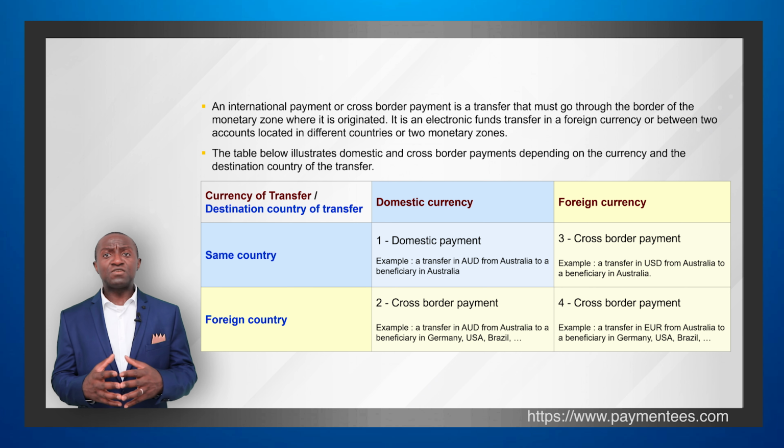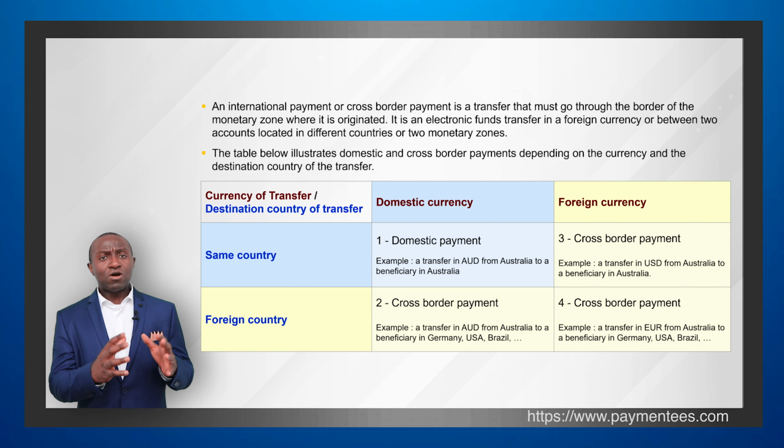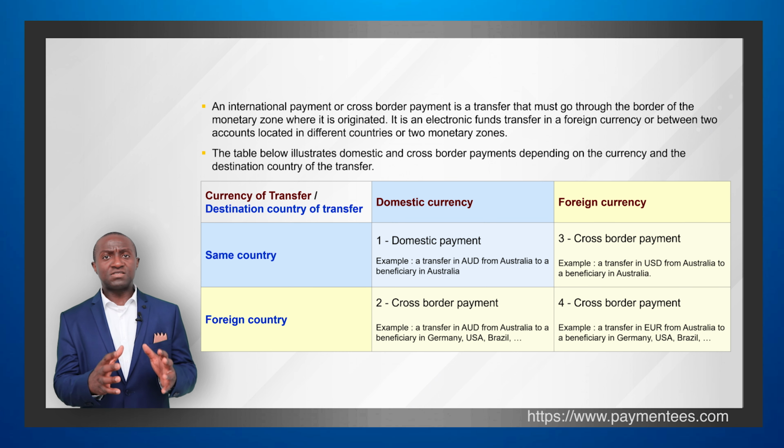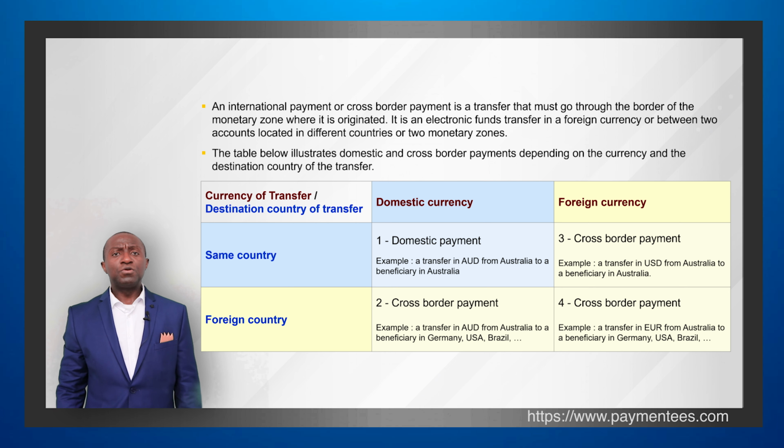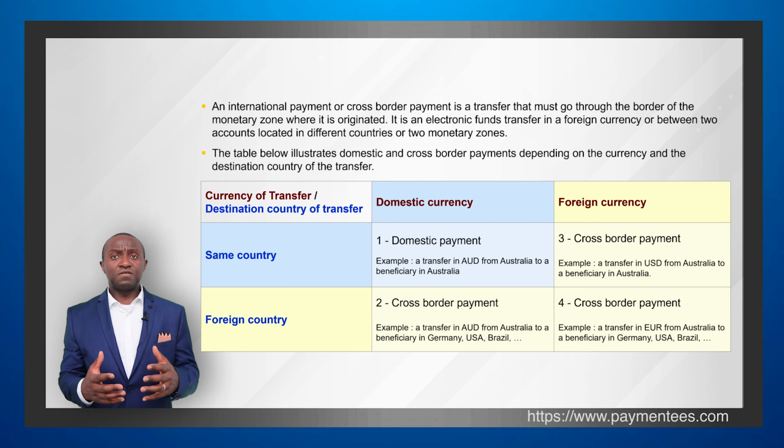An example is a transfer in Australian dollar from Australia to a beneficiary in Australia. Except this quadrant, everything else is a cross-border payment, and we will see why. As you see in quadrant 2, if the currency of transfer is the national currency and the destination country of transfer is a foreign country, then it is a cross-border payment. With country, we refer to a monetary union or monetary zone, like the SEPA area, for example. So not only a geographical country. An example is a transfer in Australian dollar from Australia to a beneficiary in Germany, USA, or Brazil.